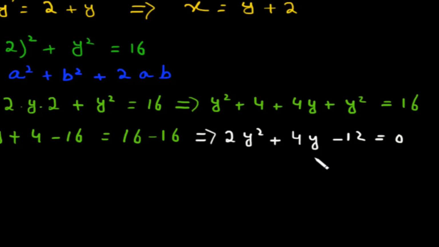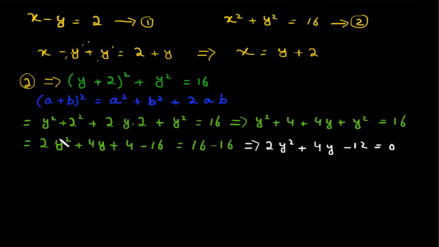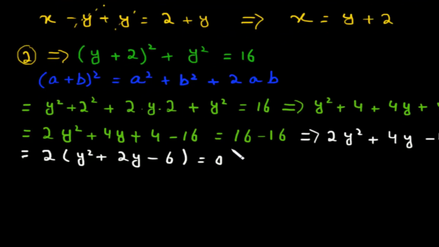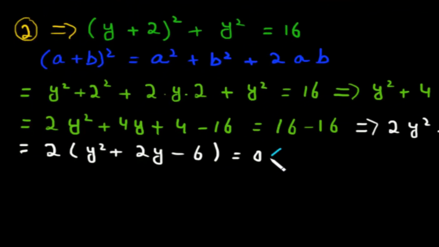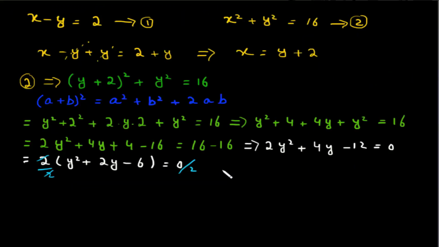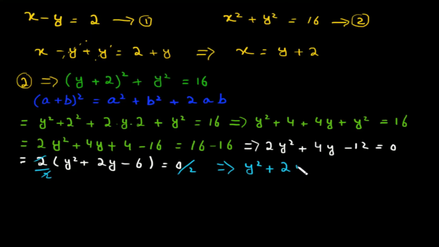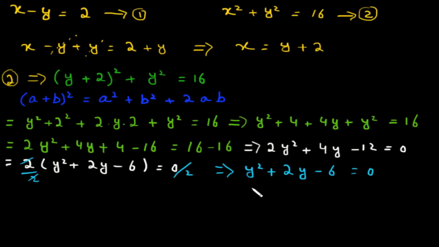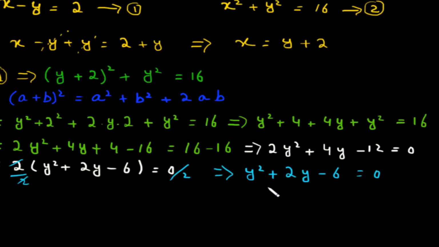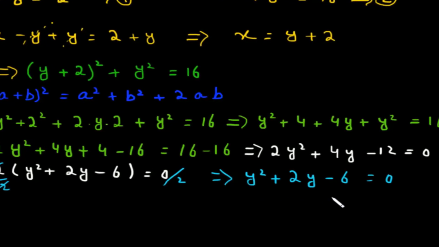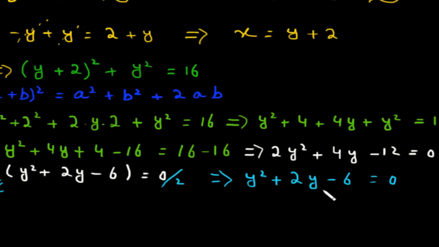Taking 2 common from this side, I will come up with y squared plus 2y minus 6 is equal to 0. So dividing by 2 on both sides, this will get cancelled, and I will only come up with y squared plus 2y minus 6 is equal to 0. Now I can clearly see that this is quadratic in y. So to solve the quadratic equation, I will use the quadratic formula.